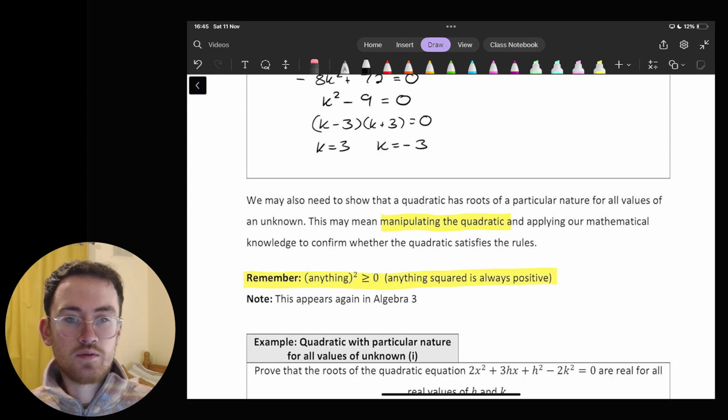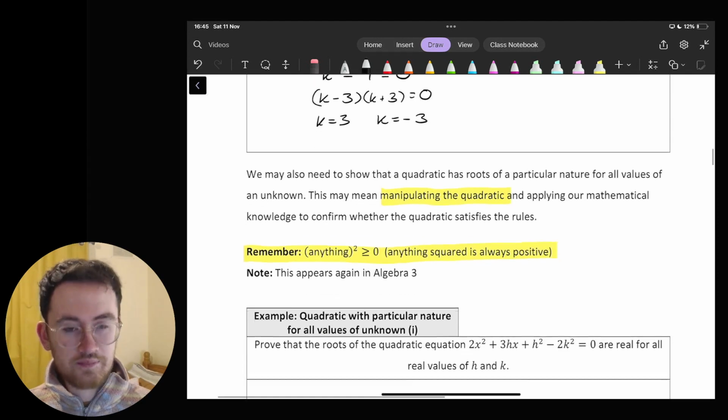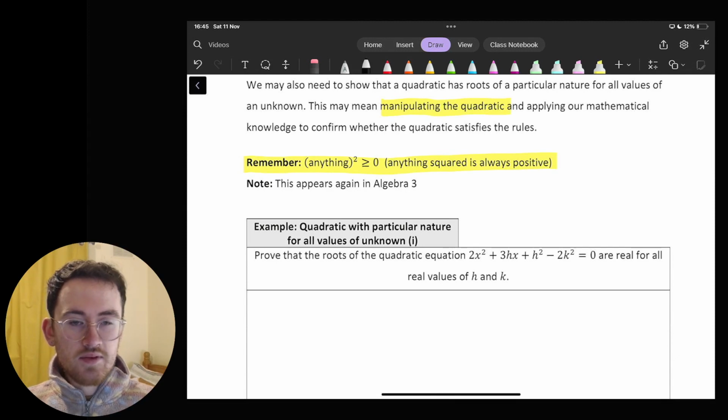Anything squared is always positive. And we know that generally. We mightn't have stated it explicitly in that way, but we know anything squared is going to be positive. It's going to be greater than or equal to 0. So it comes down to, if we can write things as something squared, then we can show that it's always positive.